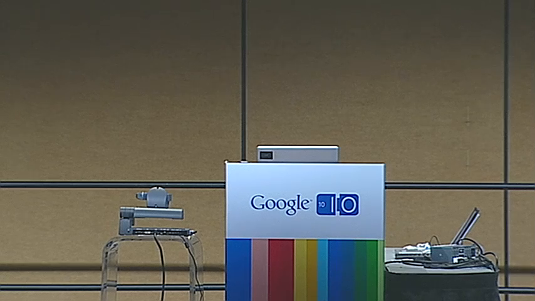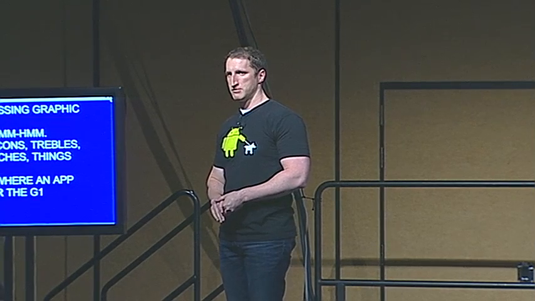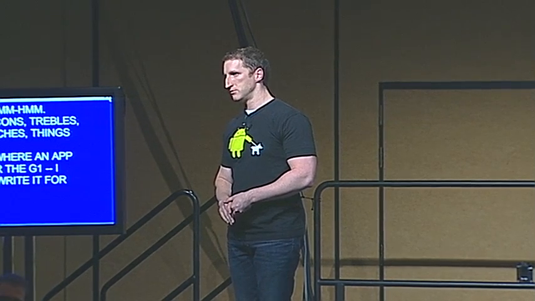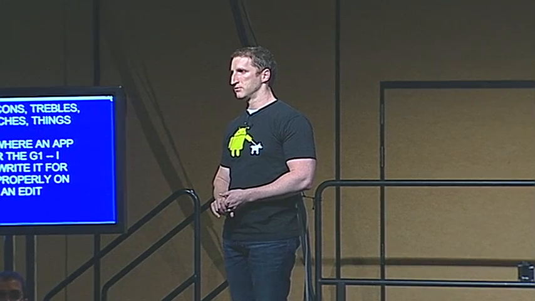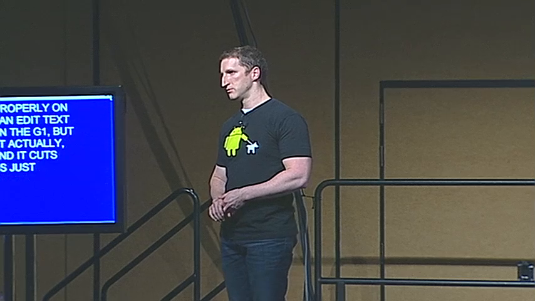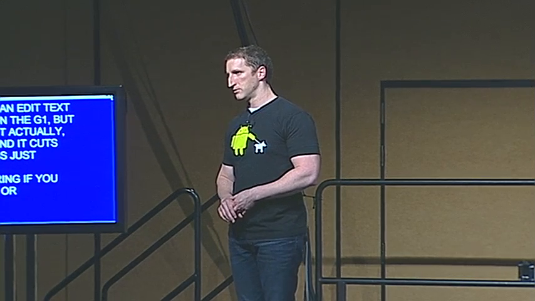Me. Yes. OK. So mostly from listening to your talk, it seemed like you were addressing graphical objects, icons, drawables, images, 9 patches, things like that. I have an issue where an app that I wrote for the G1, I actually didn't write it for the G1. It runs properly on the G1, displays an edit text view properly on the G1, but on the Droid, it collapses it and it cuts it off, and things just aren't lining up. So I was wondering if you have any advice or hints for not graphical objects, but regular UI objects?